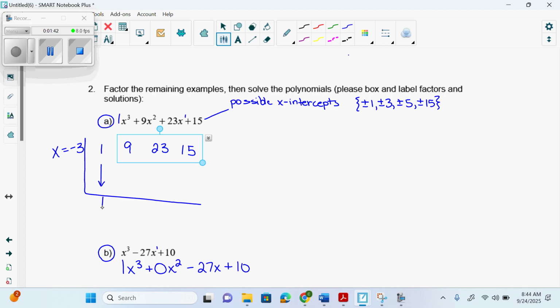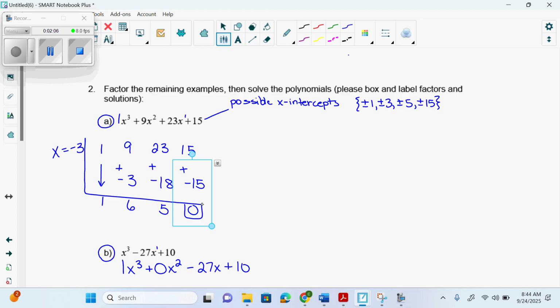So, -3 times 1 is -3. Then we add them. 9 plus -3 is 6. Then we multiply. -3 times 6 is -18. Then we add. 23 plus -18 is 5. Then we multiply. -3 times 5 is -15. Then we add, and it is 0.